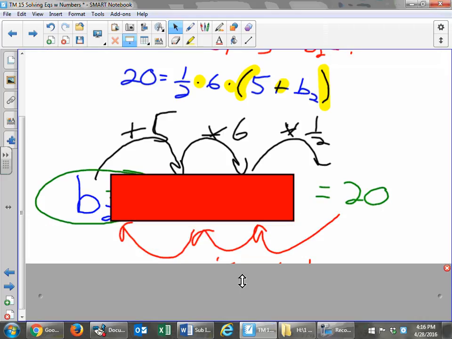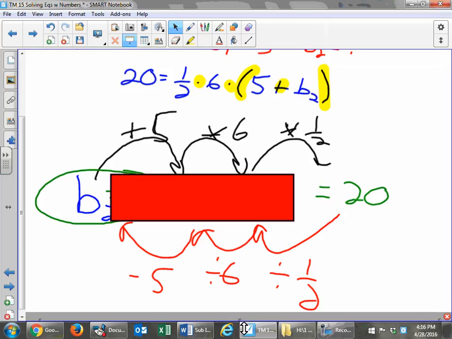So the way that the arrow diagram works is we reverse all those things back out. So instead of multiplying by a half, we divide by a half. Instead of multiplying by 6, we divide by 6. Instead of adding 5, we subtract 5.